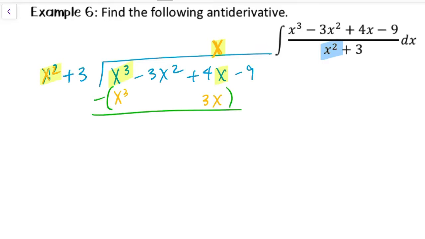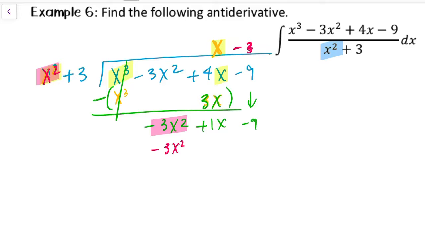We need to subtract, because that's what long division tells us we need to do. x cubed minus x cubed, they cancel. Negative 3x squared minus nothing is going to remain negative 3x squared. 4x minus 3x is going to give us a positive 1x, and we bring down that minus 9 as you do. So then we say x squared times what will get you negative 3x squared? Well, that's going to be a negative 3. So negative 3 times x squared is negative 3x squared. Negative 3 times positive 3 gives us a negative 9, and we subtract. Negative 3x squared minus negative 3x squared cancel. 1x minus nothing is a 1x. Negative 9 minus negative 9 does cancel.